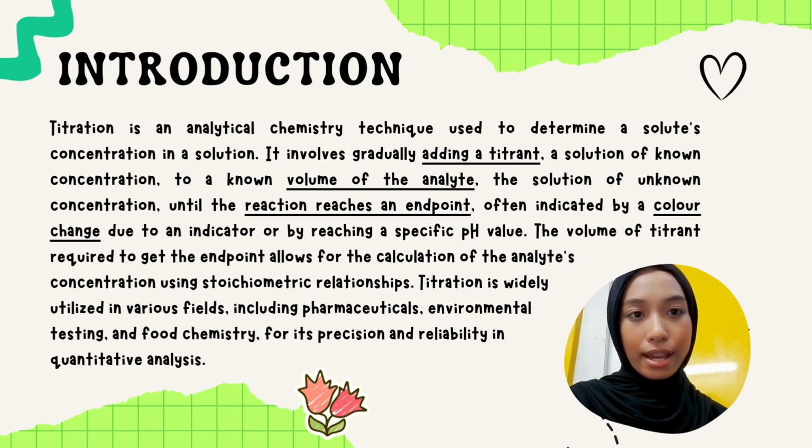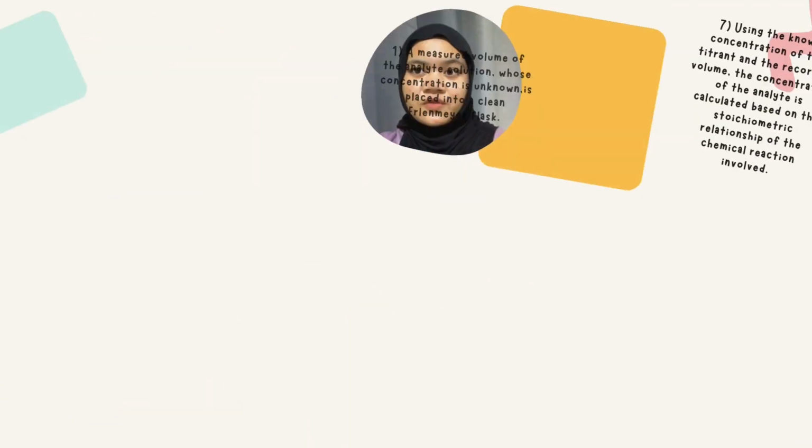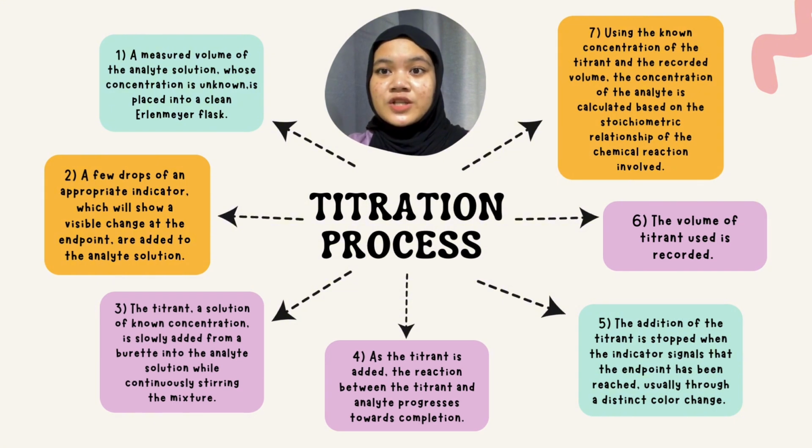Titration is widely utilized in various fields, including pharmaceuticals, environmental testing, and also in food chemistry, for its precision and reliability in quantitative analyses. The measured volume of the analyte solution whose concentration is unknown is placed into a clean flask. Second step, a few drops of an appropriate indicator, which will show a visual change at the endpoint, are added to the analyte solution.